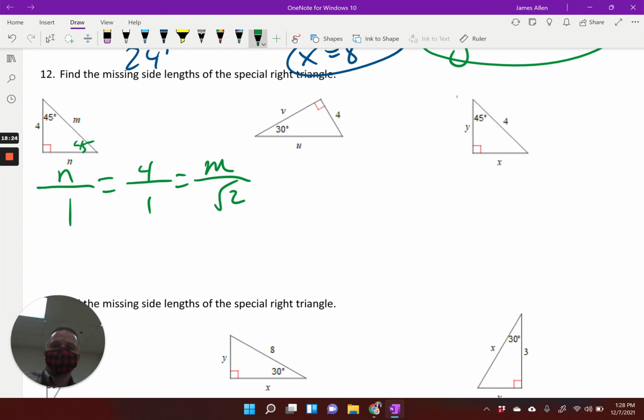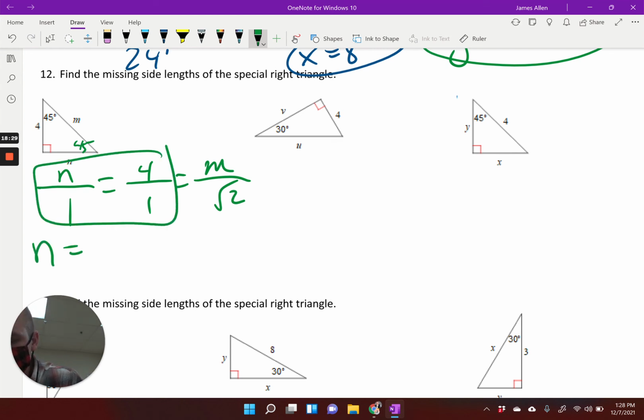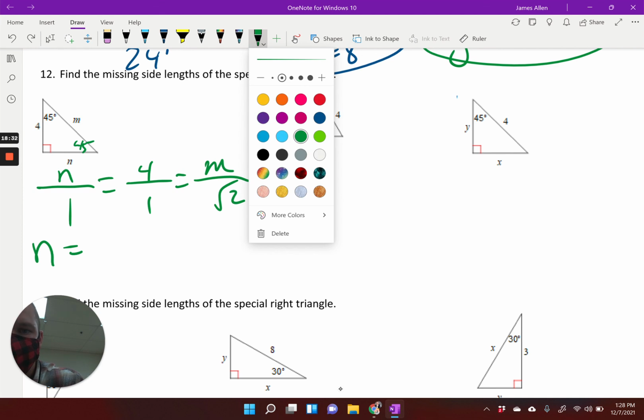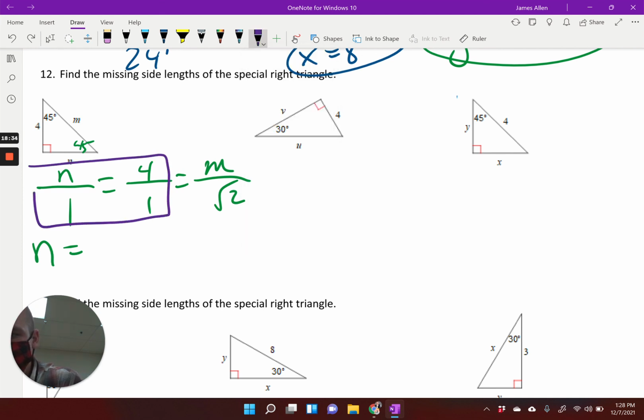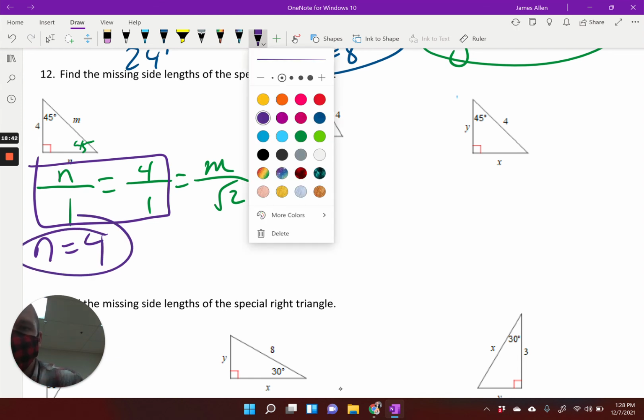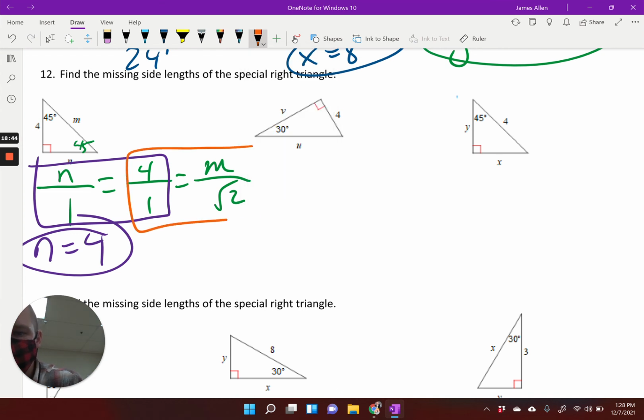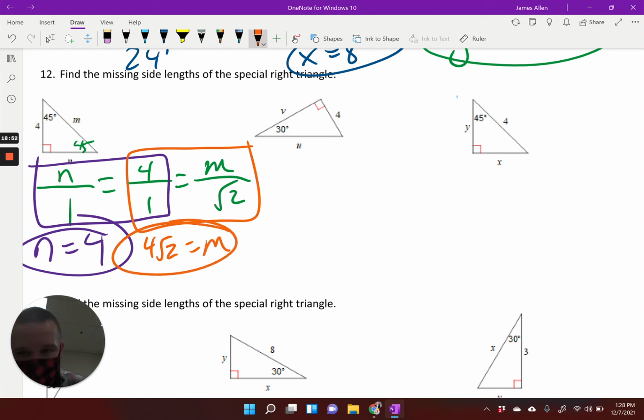All right. Now we're going to cross multiply. N times 1 is n. I'm working with these two. I'm going to do that in a different color. Purple. N equals 1 times 4, which is 4. Done with that one. Now I'll use a different color. Orange. For these two, 4 times root 2 is 4 root 2. 1 times m is m. This one worked out so nicely. No rationalization. It was awesome. I wonder if we'll be so lucky in the next one. Probably not. Okay. Now, this one's a 30, 60, 90.